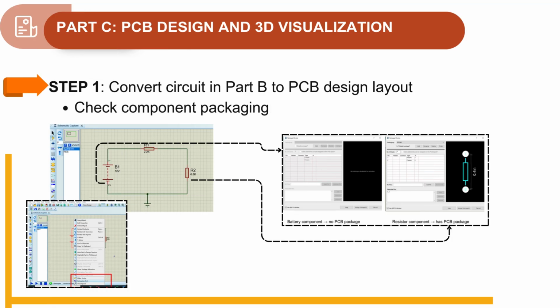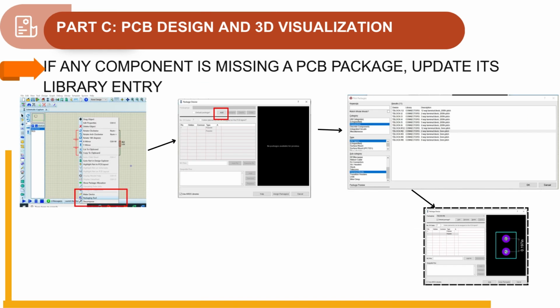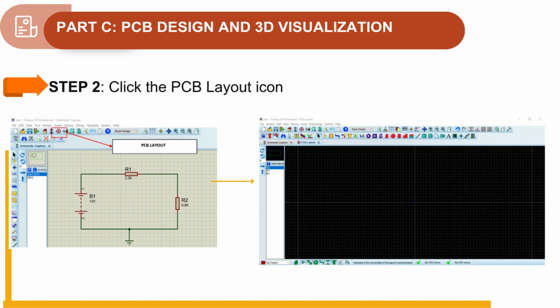In this Part C, we're going to convert into a PCB design layout and also display in 3D visualizations. Before you convert to PCB design layout, you have to check the packaging tools as shown on the screen. If there is any component that has a missing PCB package, you have to use this step. Follow each step accordingly. After updating the packaging components, next click the PCB layout icon as shown on the screen.